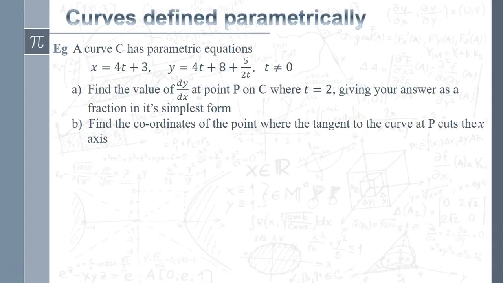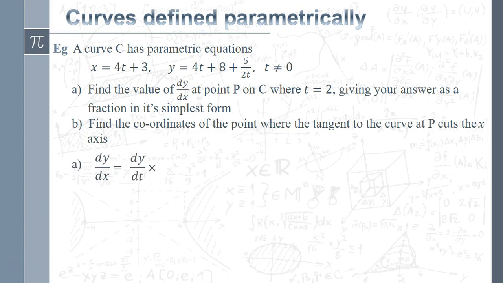So there we go. We've got a curve that's defined parametrically. It's x equals 4t plus 3, y equals 4t plus 8 plus 5 over 2t. Okay, so find the value of dy/dx at the point where t equals 2. Now you'll notice we want dy/dx, the change in y with change in x, but these things are defined in terms of t, so what we're actually going to end up with is dy/dx in terms of t, and we're going to get at it this way.